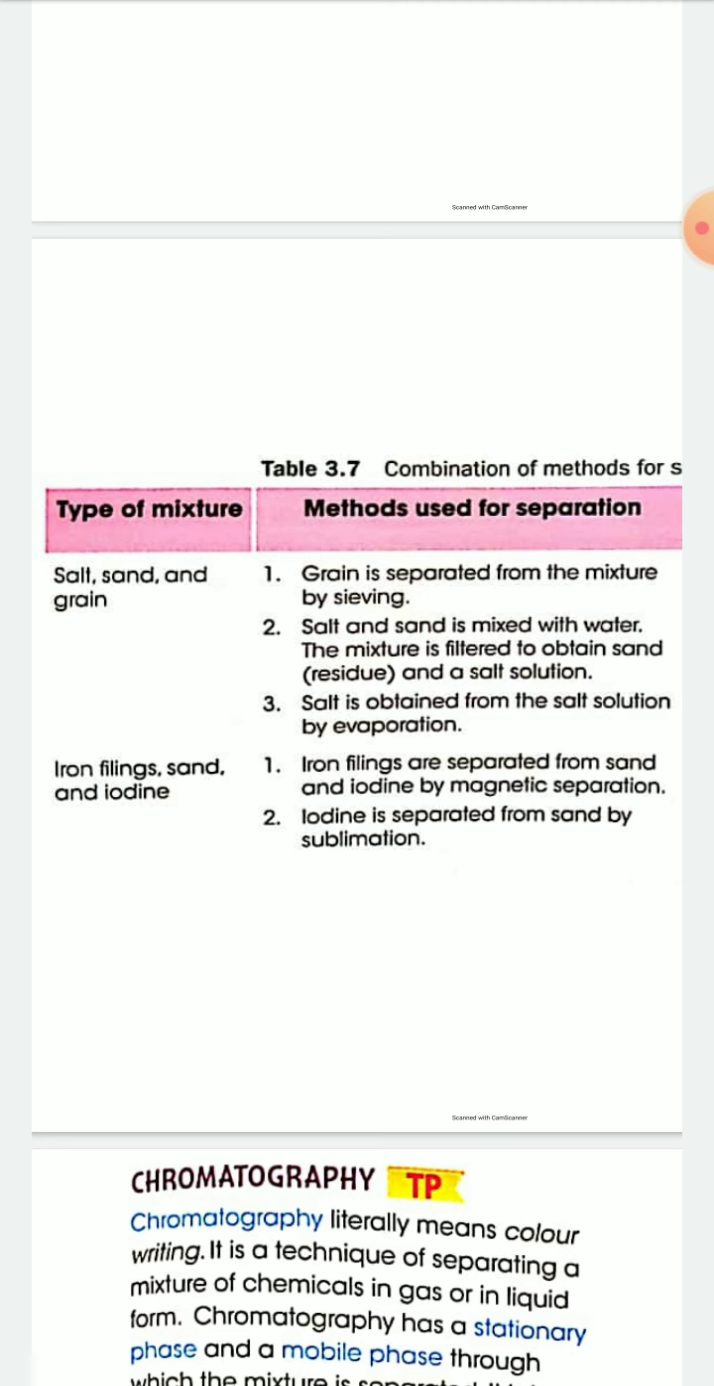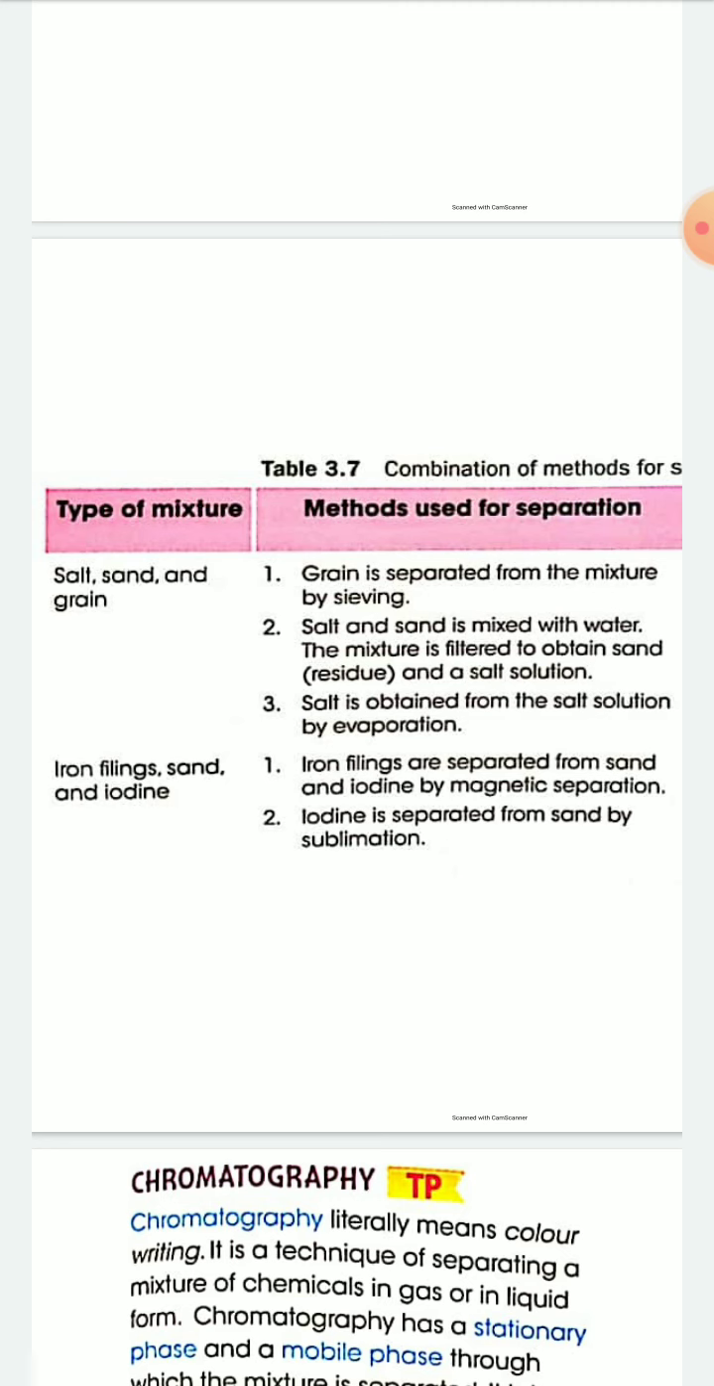Okay, so by using two different separation techniques, you can separate a mixture of salt, sand, and grain. Similarly, you can separate the components of a mixture of iron filings, sand, and iodine by using two different methods.